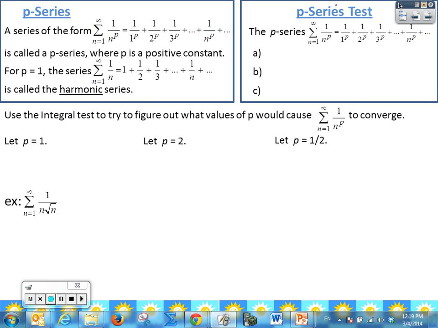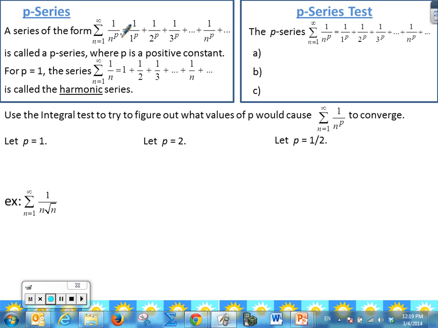The next test is the P-series. This is a specific kind of series, and let's take a look at what they look like. So, 1 over n to some power. P is the power, so P-series.